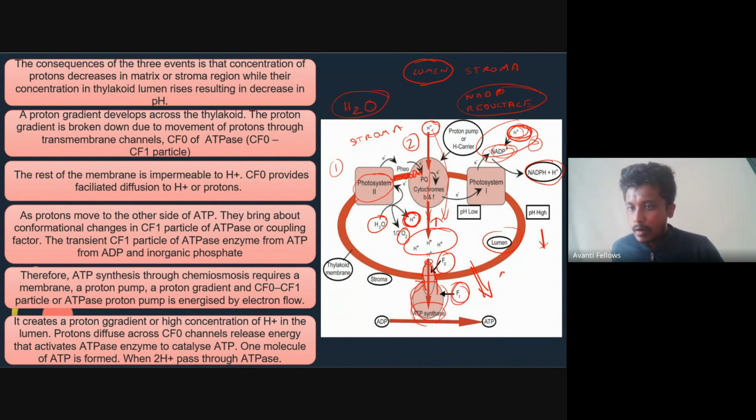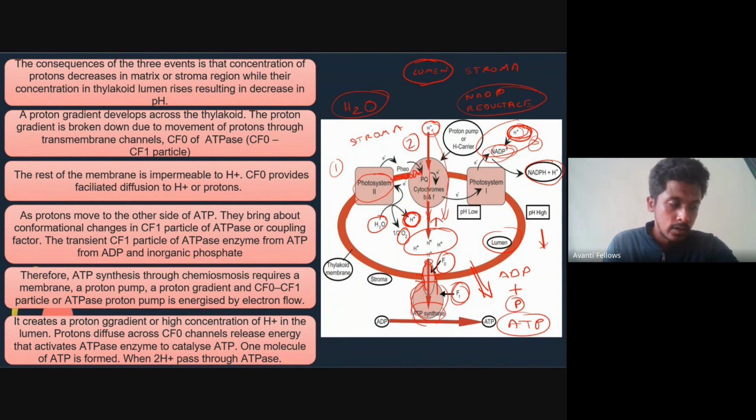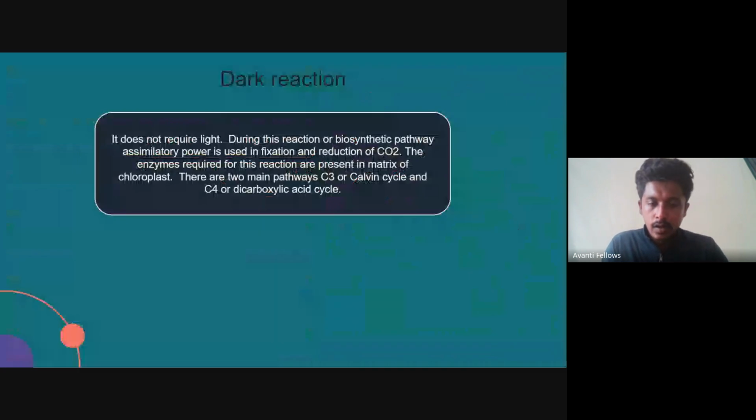Now, what does this do? ATP synthetase, for ADP, it starts adding one phosphate molecule and eventually it gives rise to ATP. Now you should understand how the ATP production takes place within our thylakoids. Correct, no students? How the ATP production takes place within our thylakoids. So ATP is done and NADPH is also done.